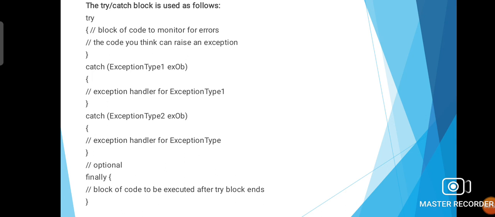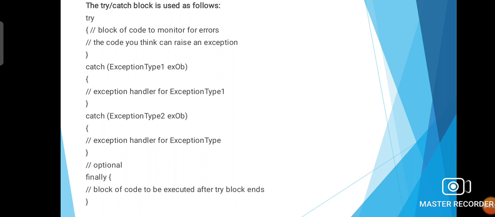First of all, we will have the try block. The try block will have the error-prone code. In our program, if you have doubt about any code that may lead to an exception, such code has to be put under the try block. So the try block contains the code that can raise an exception.